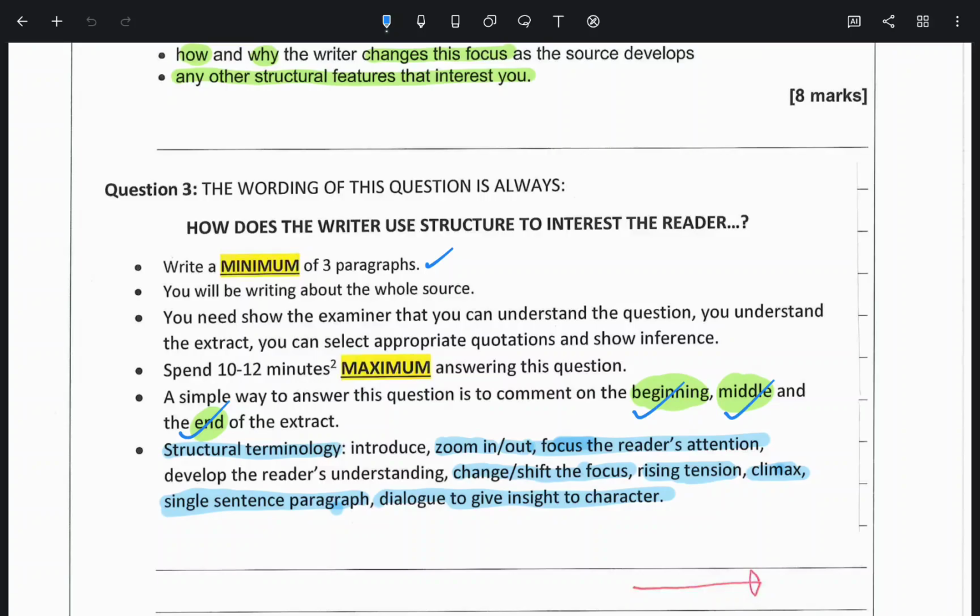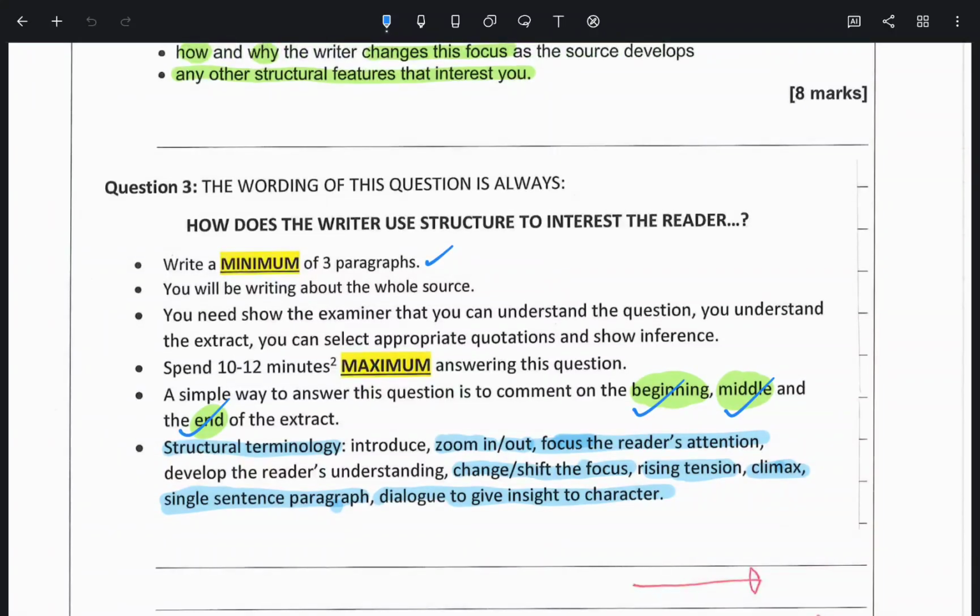A simple way to answer this question is to comment on the beginning, middle, and end of the extract. Like I said, when you do that, you should support it with structural features that you find. Now, some key structural terminology that you may focus on for this question is: how are the characters introduced, what happens in the exposition, zooming in, zooming out.